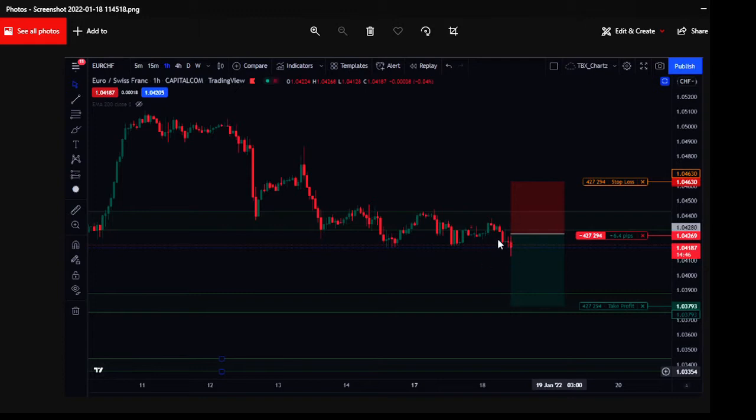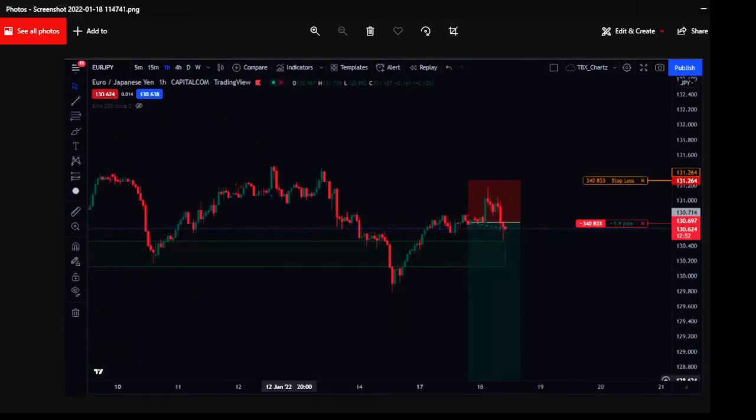EURCHF. This is when I took the screenshot. EURJPY. This is when I took the trade. After I took the trade, I told you guys then I was looking for a red candle, and I took the trade when I saw this red candle. So the price played with me a little bit and almost hit our stop loss, but it's still where it is now.